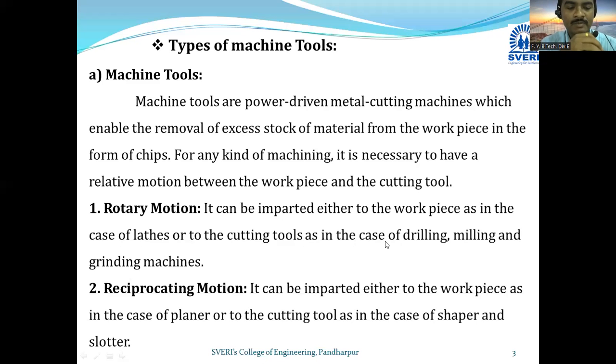So there are two motions present. One is rotary motion and second is reciprocating motion. So this rotary motion, if you consider example of a lathe machine, can be imparted either to the workpiece as in case of lathe, or the cutting tool as in case of drilling, milling and grinding machine.